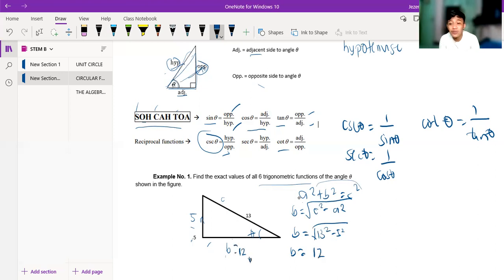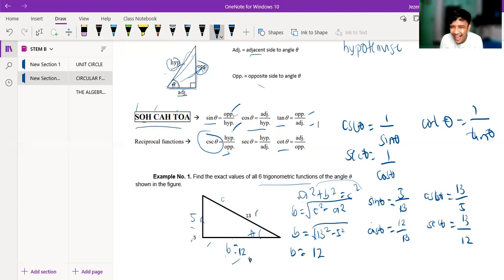So kompleto na tayo. So ano ang sin theta natin? Sin theta natin, opposite over hypotenuse. Ang opposite ng theta is 5, and ang ating hypotenuse is 13. Therefore, ang cosecant theta natin, dahil kabaliktaran siya, is 13 over 5. Then cosine theta: adjacent over hypotenuse, so 12 over 13. Therefore, ang ating secant theta equals 13 over 12. O, diba? Madali lamang.